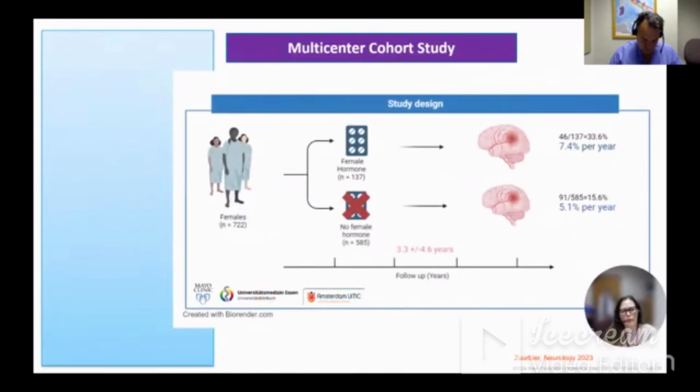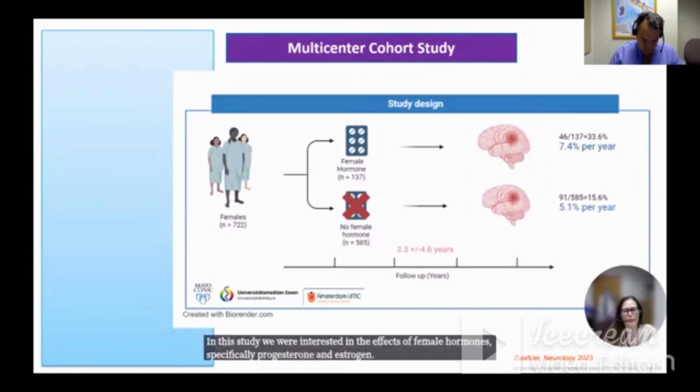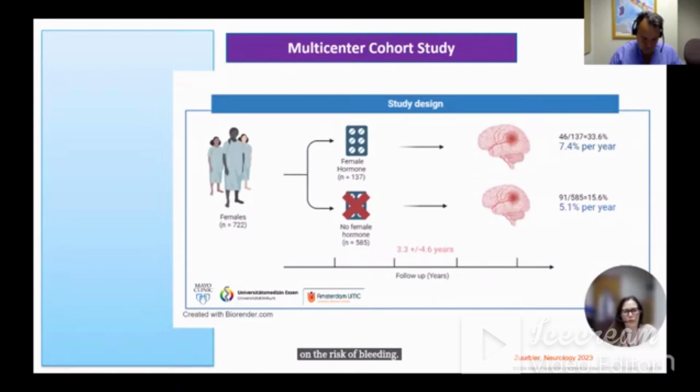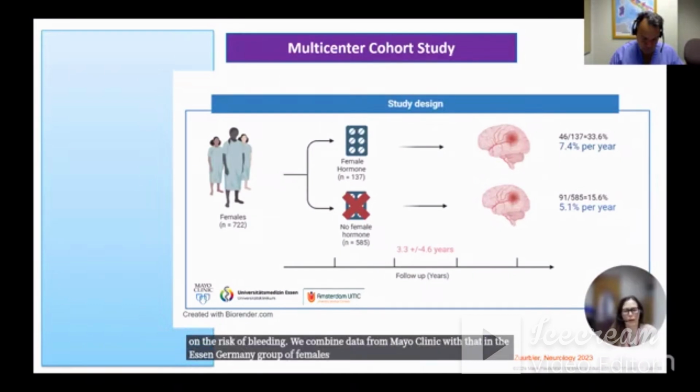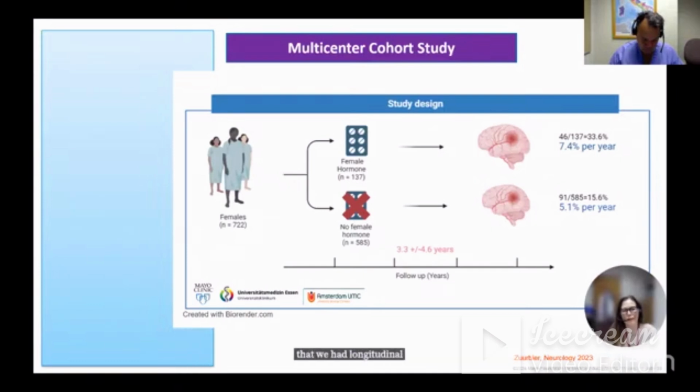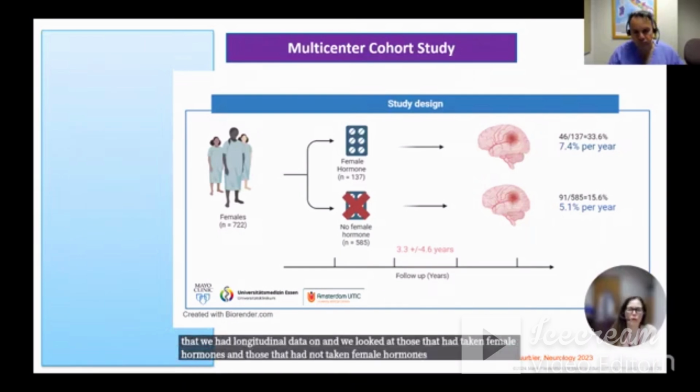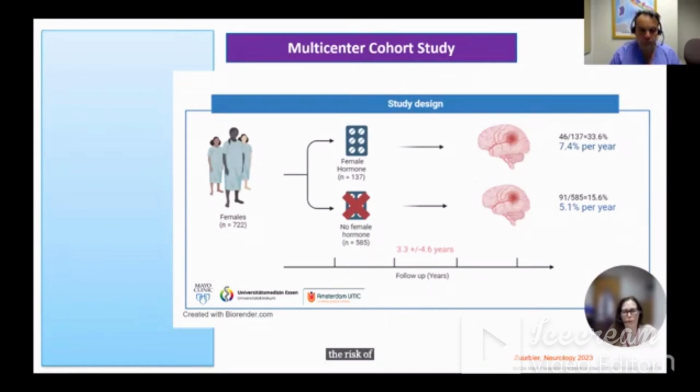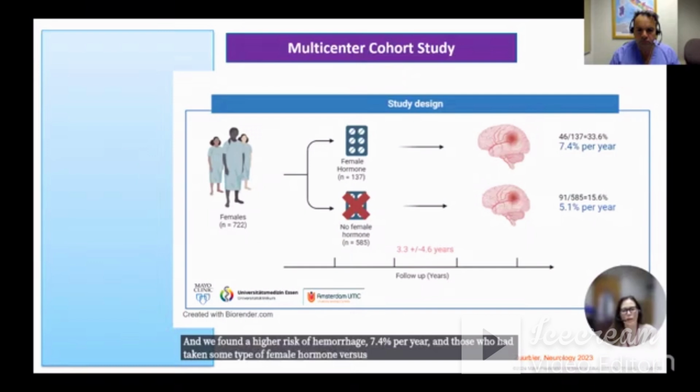In this study, we were interested in the effects of female hormones, specifically progesterone and estrogen, on the risk of bleeding. We combined data from Mayo Clinic with that in the Essen, Germany group of females that we had longitudinal data on, and we looked at those that had taken female hormones and those that had not taken female hormones and looked at what was the risk of cavernous malformation hemorrhage. And we found a higher risk of hemorrhage, 7.4% per year, in those who had taken some type of female hormone versus 5.1% in those not taking female hormones.